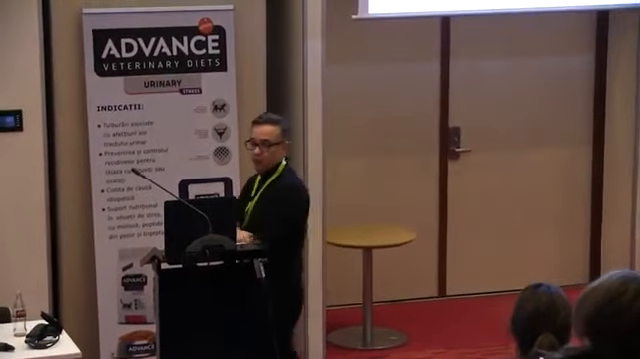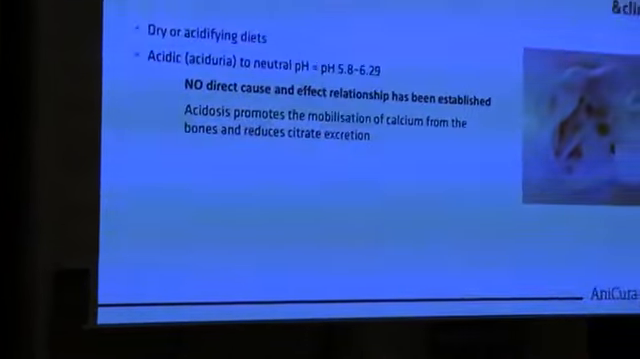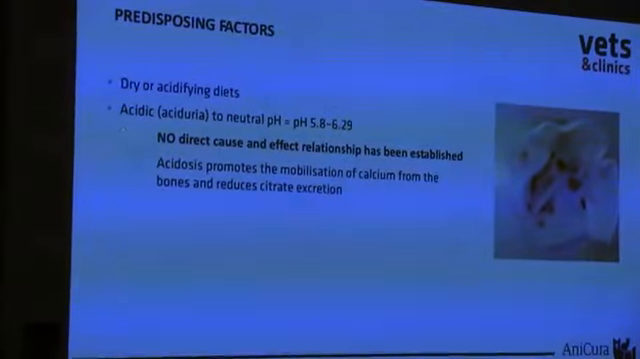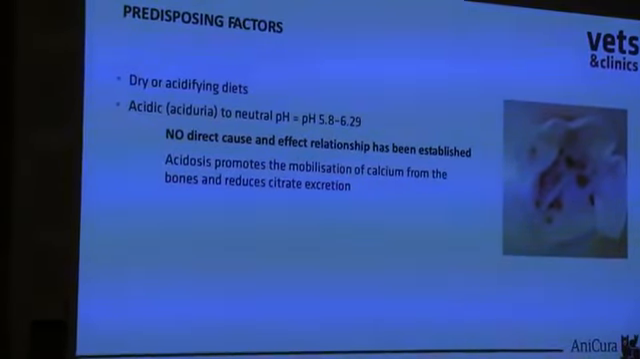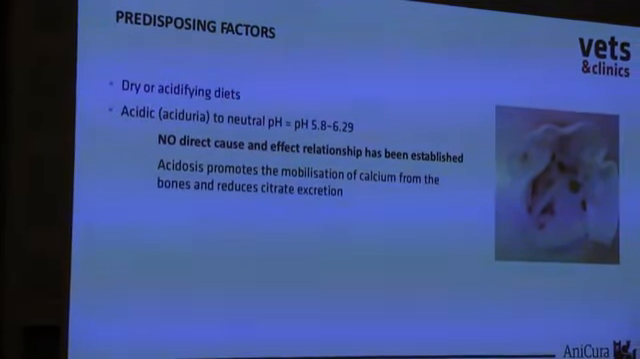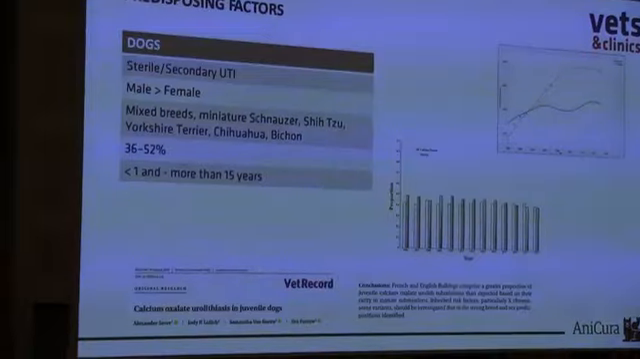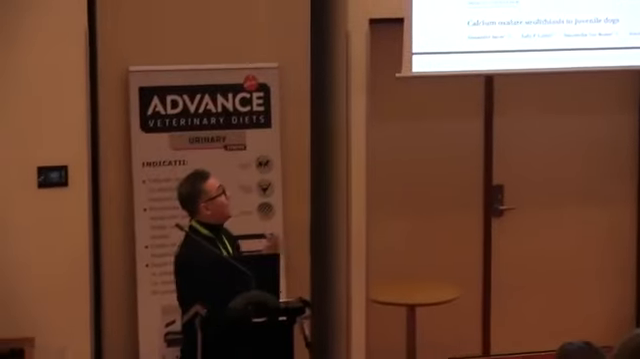Other predisposing factors are dry or acidic diets, but right now there is no clear association between the pH and the production of this kind of stone. And the acidosis would have to be severe enough to remove calcium from the bones into the systemic blood. It is more common in males than females, and more common in mixed breeds, Schnauzers, Shih Tzus, Yorkshire Terriers, Chihuahuas, and Bichons. The prevalence is very similar to struvite, and it can present at any age of the dog.